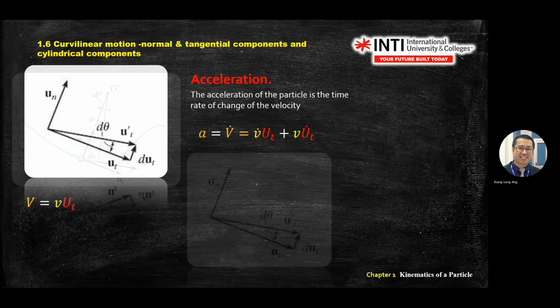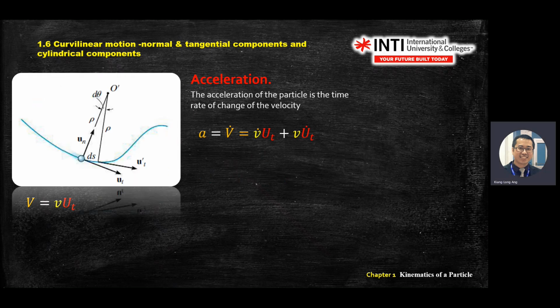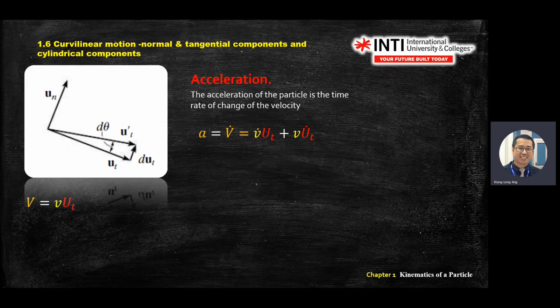Here I go very fast because I don't test you on derivation, but I need to explain how you get that. So in vector form, this one comes from the diagram that I explained just now, right? From this diagram, this black arrow equals this one plus this one. So that's why you get this equation.